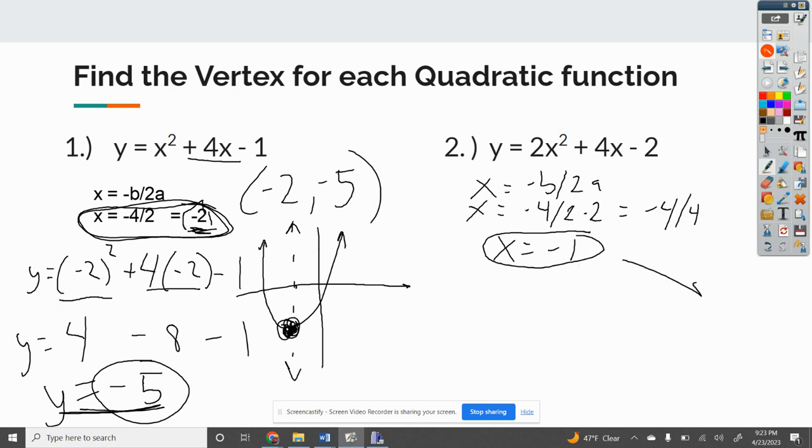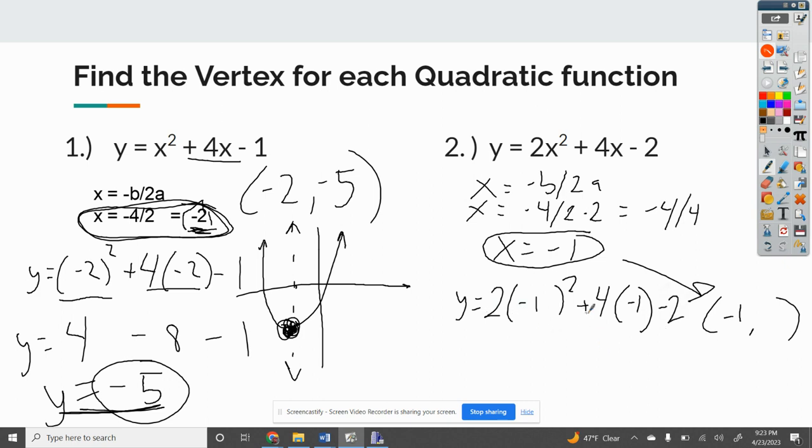So what does that mean? That means that in my vertex, the x coordinate is a -1. I just have to do a little bit more work and find what the y is. How do I do that? I plug that -1 in for x in my equation. So my equation says y equals 2 times x squared. I'm going to plug this -1 in for my x. And then there's an x again, so I'm going to plug -1 in for that again.